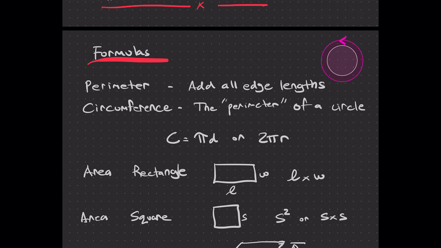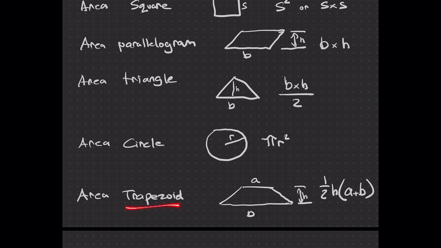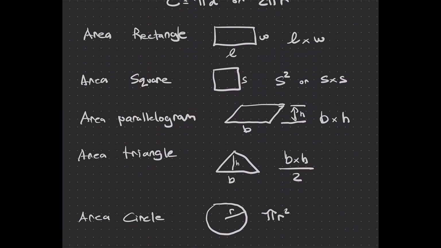Okay, next we've got to look at the area of very simple shapes, such as a rectangle, a square, a parallelogram, triangle, circle, and a trapezoid. So to figure out the area of a rectangle, it is just the length times the width right here. Now on a square, the length and width are the same dimensions, so we can just call that side squared. Or it's the same here as side times side, which is the same as really length times width.